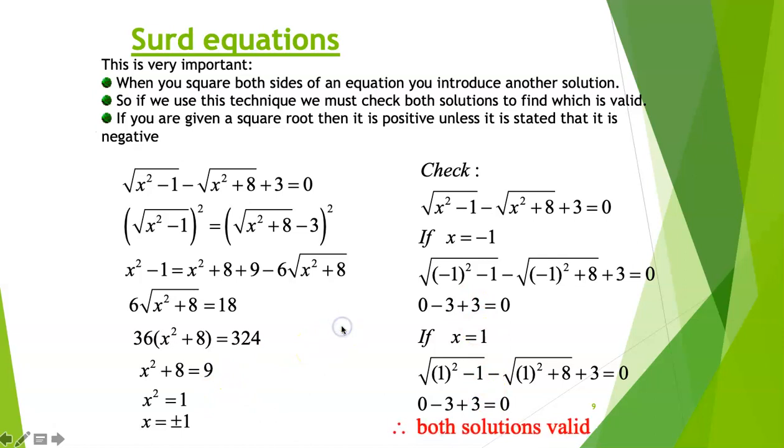Now, we'll do one more example. No, sorry, we'll do another, maybe two. Okay, so we'll do one more example and another example. So again, I've got two surds. So I will have to rearrange to have one surd on one side of the equation and the other surd on the other side of the equation.